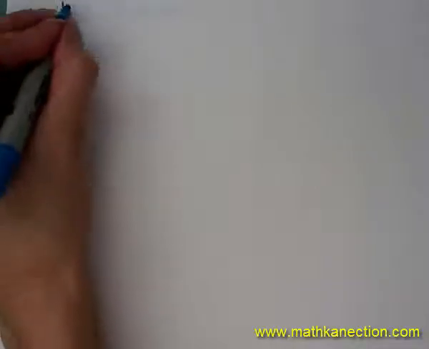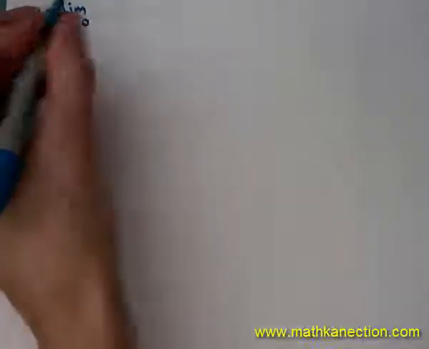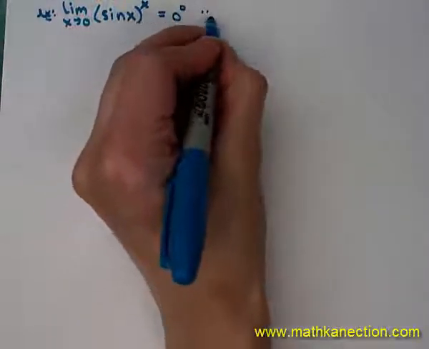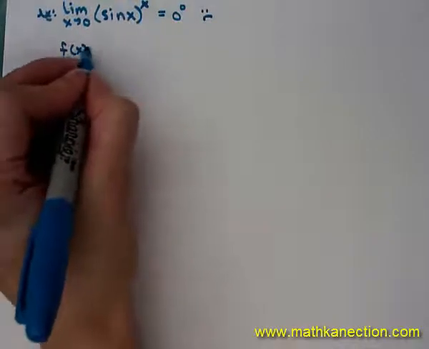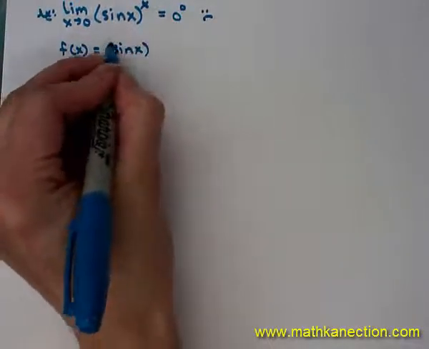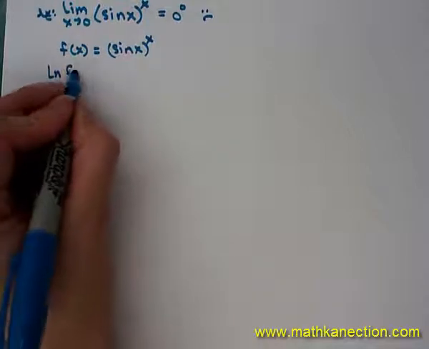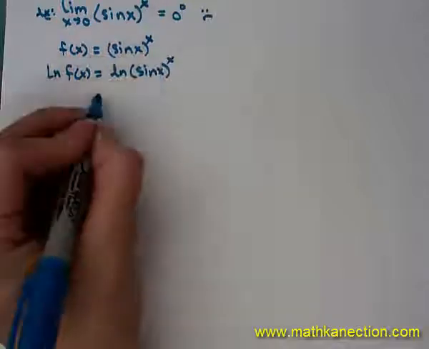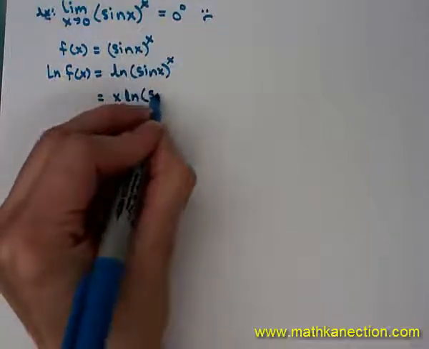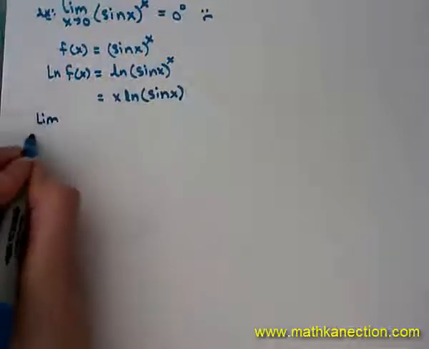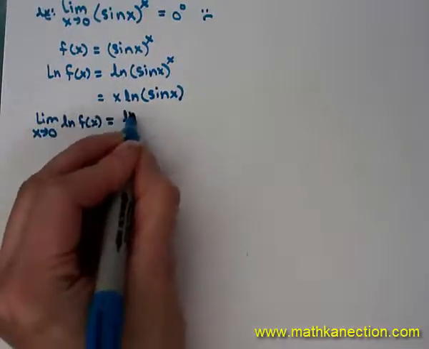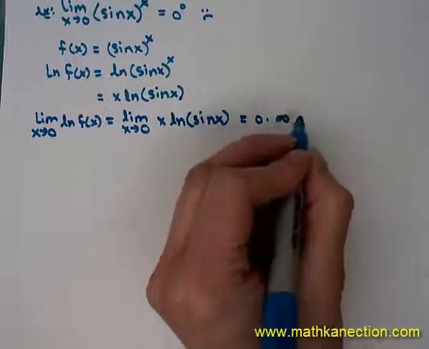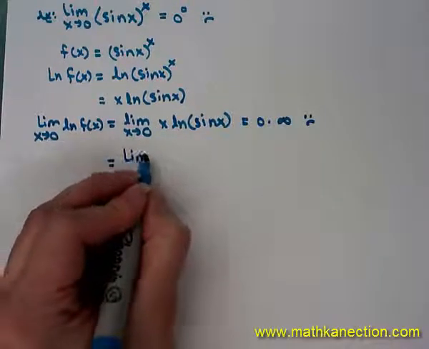Next example, we're going to look at the limit as x approaches 0 of sine of x to the x, which is 0 to the 0, which is an indeterminate form. So we're going to let the function f of x equal sine of x to the x, and then take the natural log of that function. So for the natural log of sine of x to the x, we can move the x in as a coefficient, so we have x times natural log of sine of x. So we're going to look at the limit as x approaches 0 then of x times the natural log of sine of x, which when substituting in 0, we get 0 times infinity, which is again an indeterminate form.